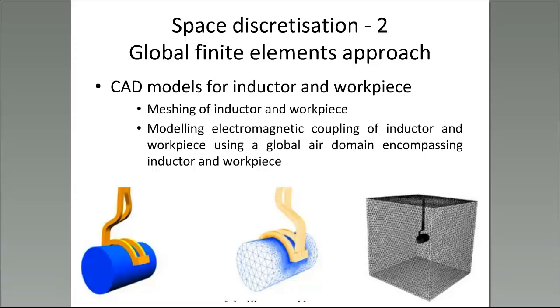inductor and the workpiece. So here again, if I have a look, we have the inductor and the workpiece. You see that you mesh them exactly as we did in the previous slide. However, afterwards, what you do is create an air box, which surrounds and embeds both the inductor and the workpiece. And it's in this box that you are going to do the electromagnetic computation using finite elements in the air. And this can be quite efficient, especially when afterwards you want to use, for instance, parallel computation techniques.